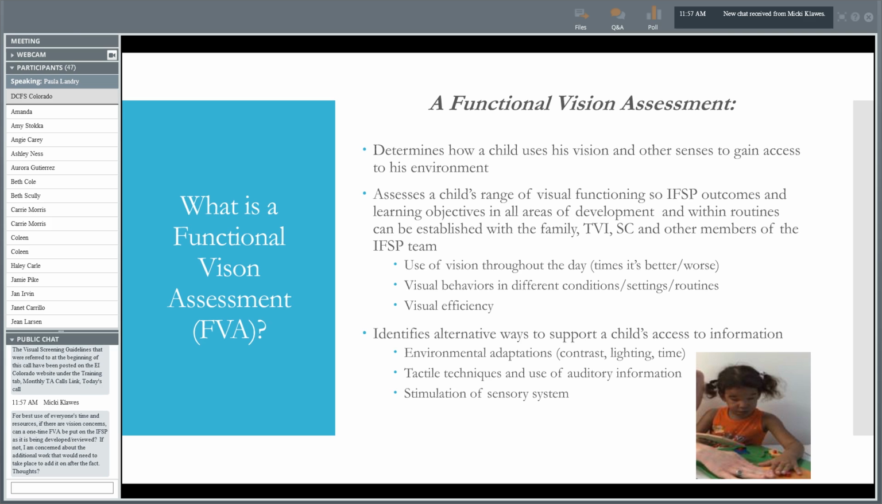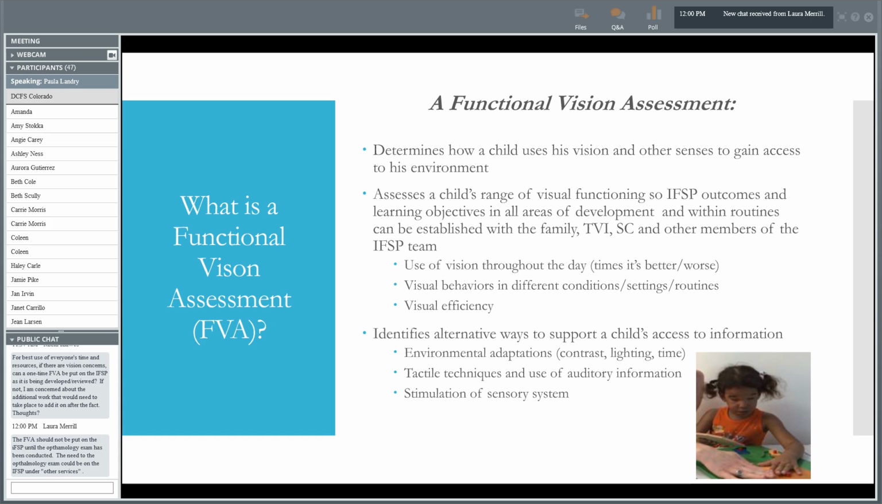And if so, are there strategies or anything that we can do to adapt the environment or to encourage or motivate them to use their vision? Oftentimes, with different strategies and techniques that we use, we can see children using their vision a little bit better and learning how they can get information visually. And if they're not using their vision, we want to know what sensory channels they are using.